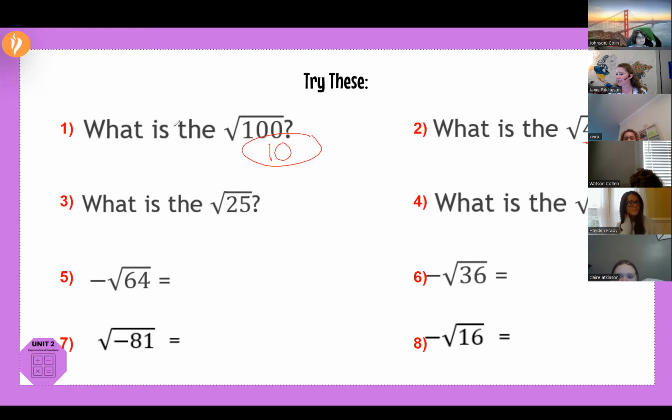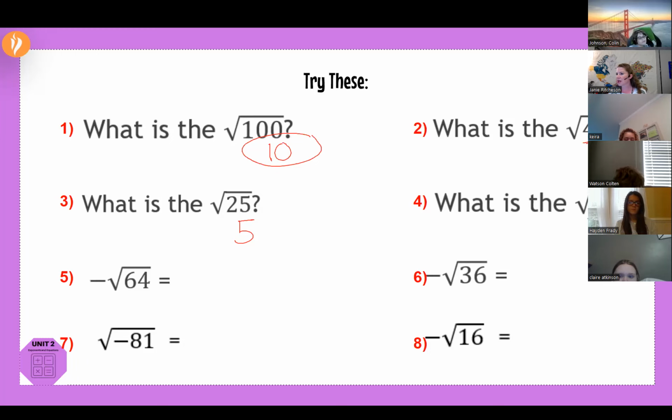Jackson, what's the answer? 5. Woo, that was loud. Yes, 5. That's the answer. Good job. All right, who wants to answer the next one? What is the square root of 121? Colin, what's the square root of 121? 11. That's the right answer.